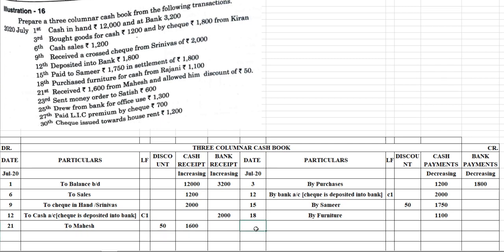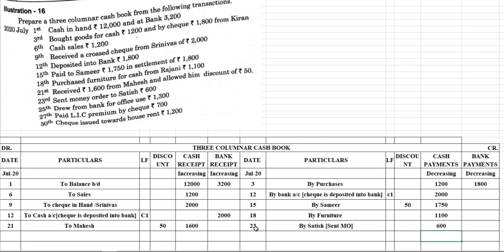On 23rd, sent money order to Satish. That is again a cash transaction. Money order is a postal order, money order or cash transaction. So on 23rd, for Satish, we can say sent MO. MO means money order. How much amount? 600 rupees cash payment.